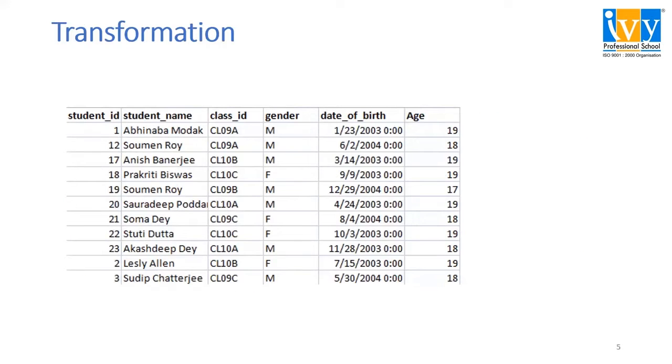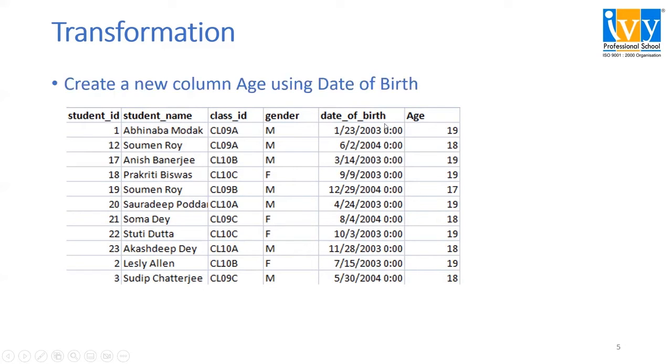The third thing that we can have is transformation. Say we have a student data with their date of birth and we want to find the age of all the students. We'll create a new column age using the Excel formulas, and this is how we can transform the data.